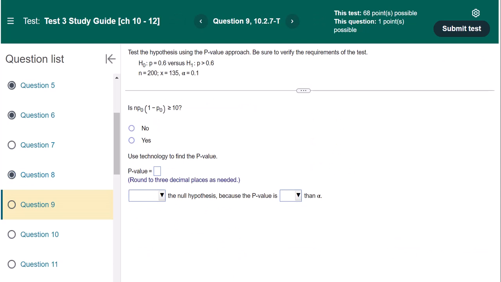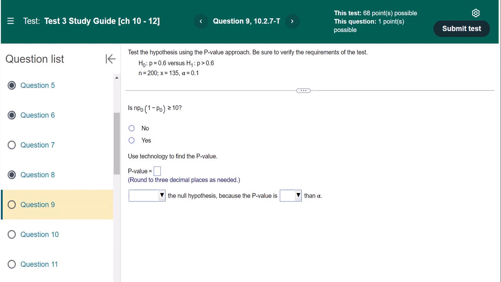Okay, for this one, test the hypothesis using the p-value approach. So first of all, it's asking us to check the conditions of the test. n is 200, p0 you use 0.6. So if you multiply 200 times 0.6 times 1 minus 0.6, would you get a number bigger than 10? Yes, the answer is yes. So the conditions of the test are met.